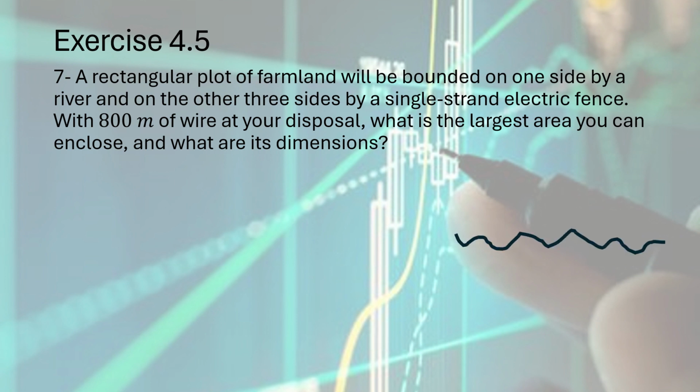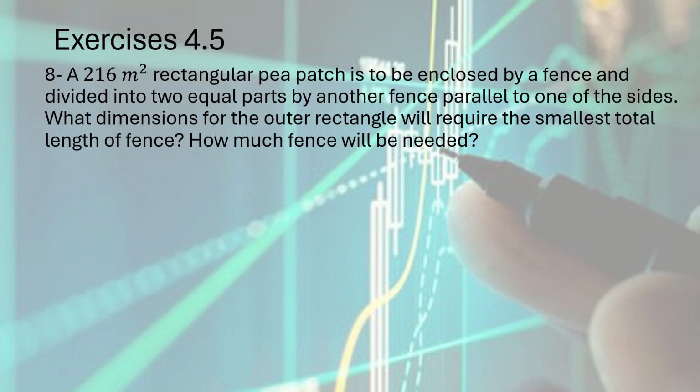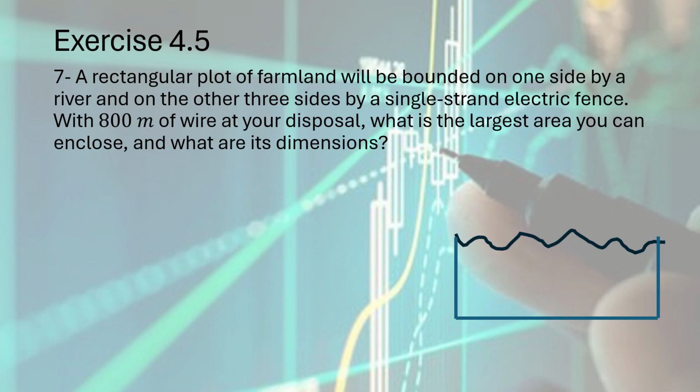So let's suppose that's the river side of the farmland, right? And the remaining 3 sides, they will be closed with what? With the fence, right? So we assume this. We assume that these 2 lengths are the same. So this would be, let's suppose, x. This will be x, and this will be, let's suppose, y. Okay, so we are given what? The length is 800.